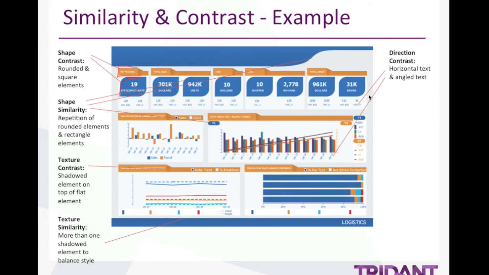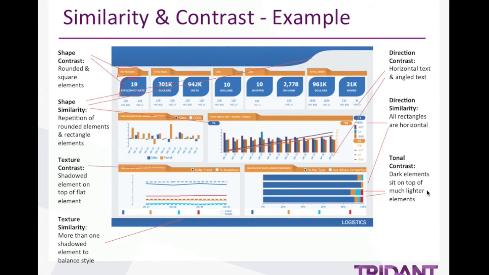There's also a contrast in direction. You can see this in the text. There's a lot of horizontal text, but there's also some angled text here, so it keeps it interesting, keeping text contrasted. But if you think about direction in terms of the rectangle boxes used in this design, you can see that they're all going in the exact same direction. There's none that are vertical, they're all horizontal, so it keeps it very consistent and clean.